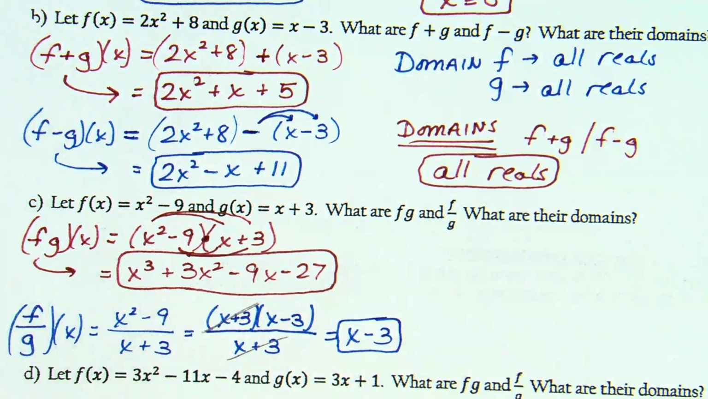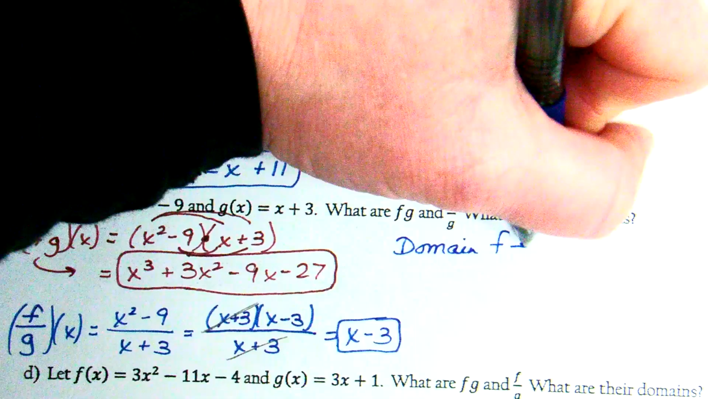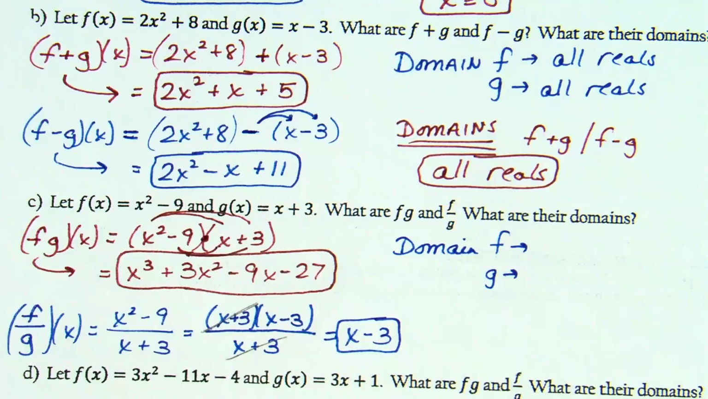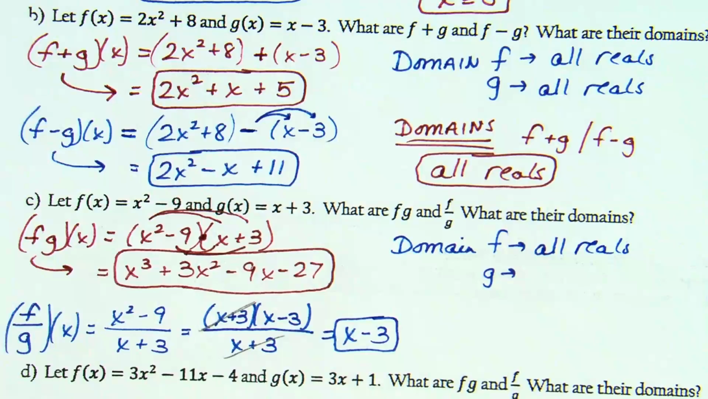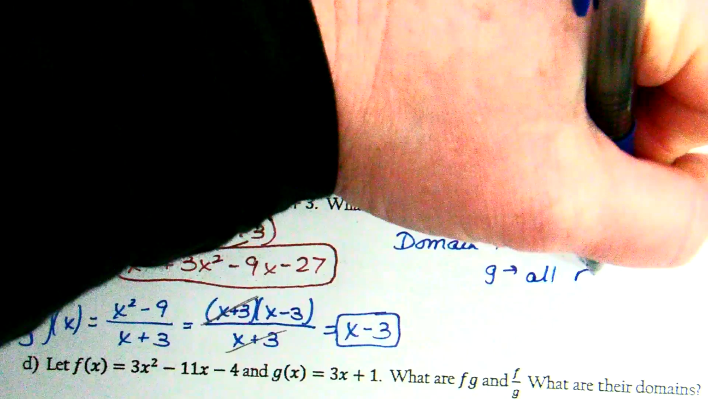Okay, let's talk about our domains. Again, I'm going to talk about them individually, and then we'll talk about them jointly. Domain of f. What was f originally? X squared minus 9. Are there any numbers I can't put into x squared minus 9? You can square whatever you want and subtract 9. So f by itself, all reals. What about g? G is x plus 3. Is there a number you can't add 3 to? No. So g by itself is all reals.